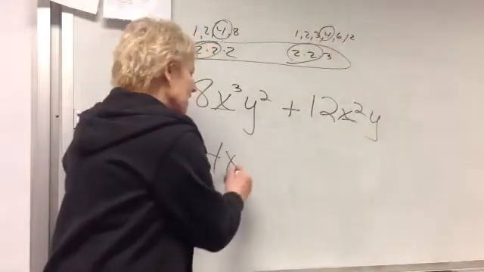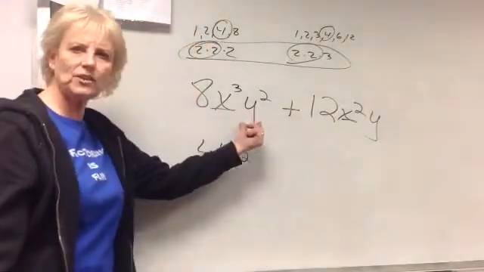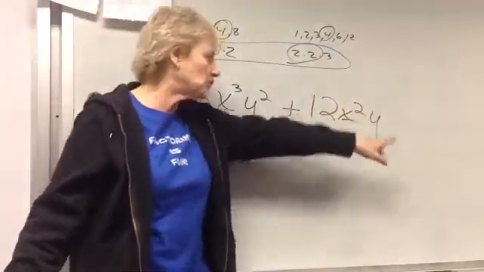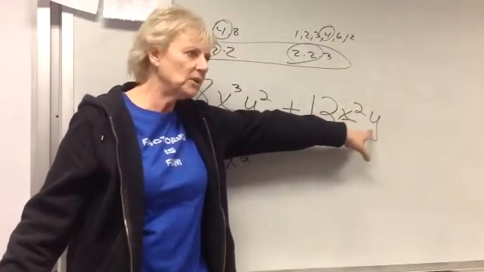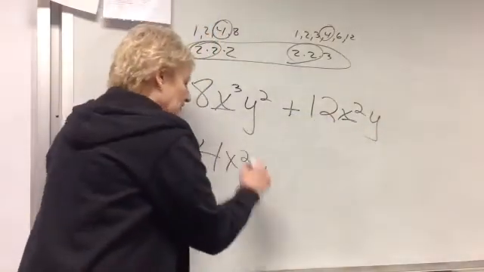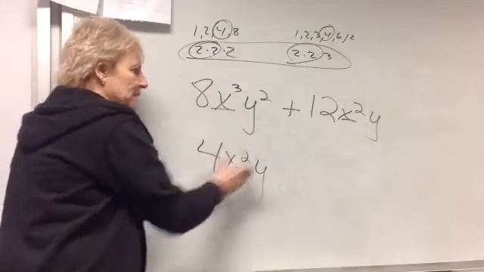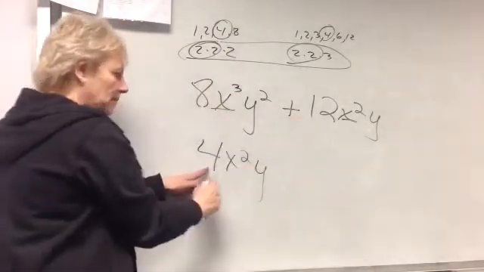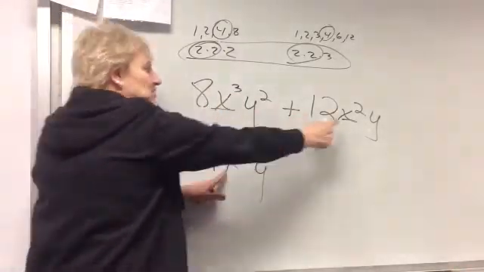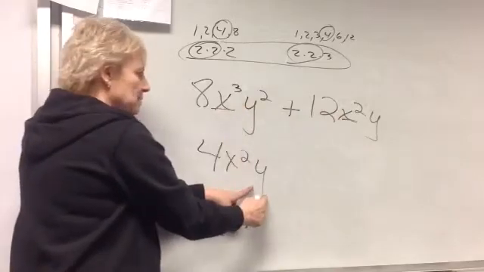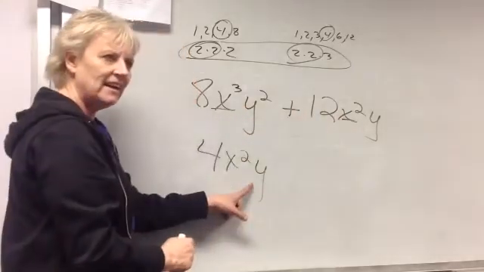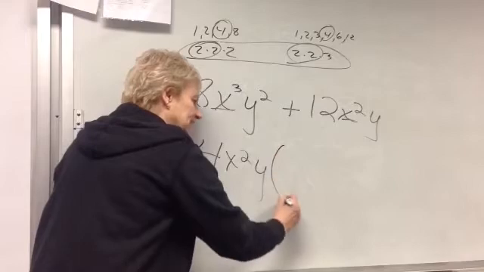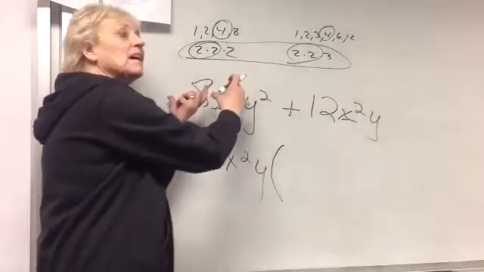So it's x squared. Now look at the y squared and the y. It's always the one with the least exponent. That is what both of them have. Look, 4 goes into both of the numbers. They both have at least 2 x's, and they both have a y. So now we're going to put a parenthesis, and we're going to try and get this back to what it was to begin with.